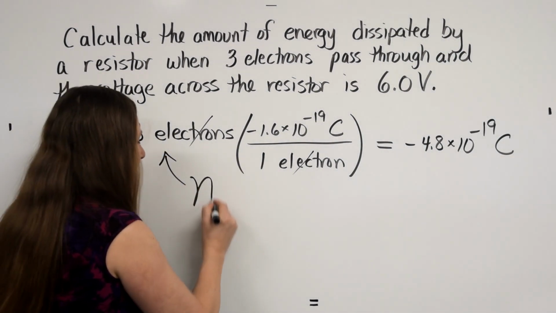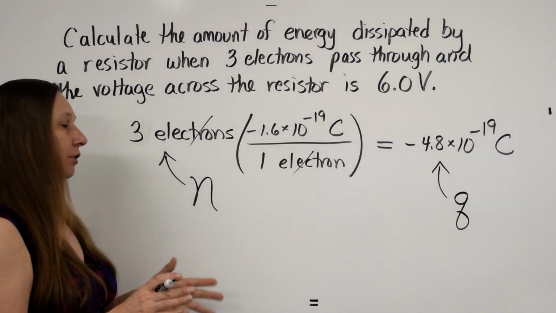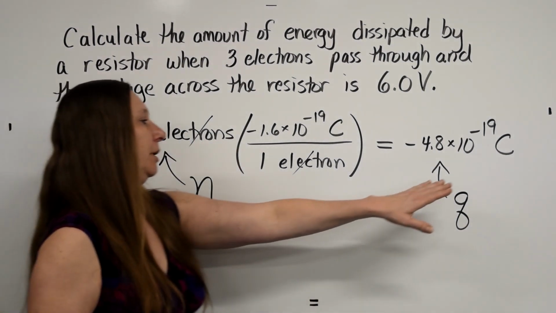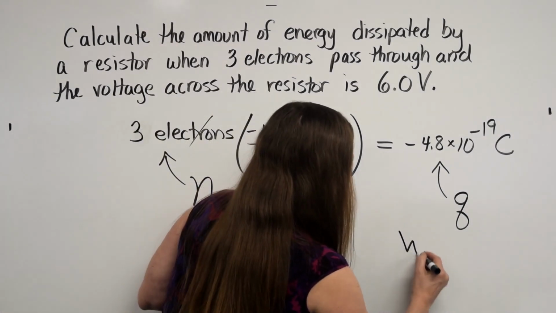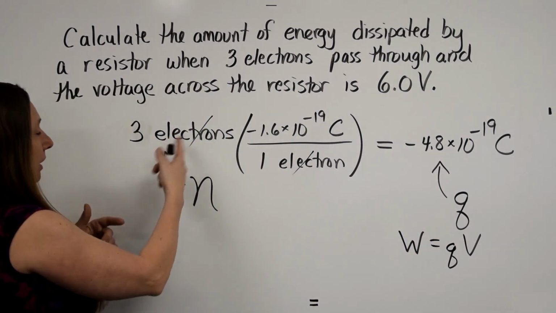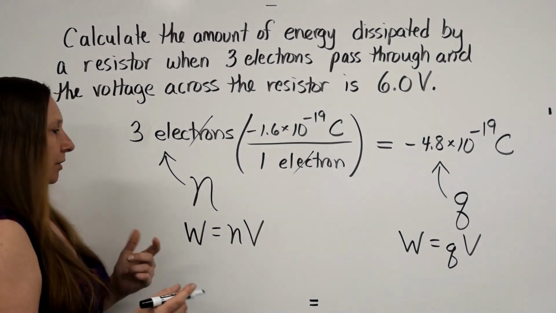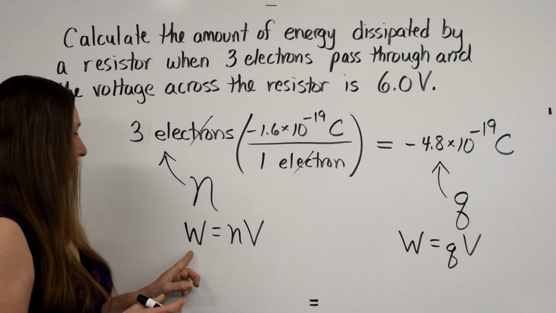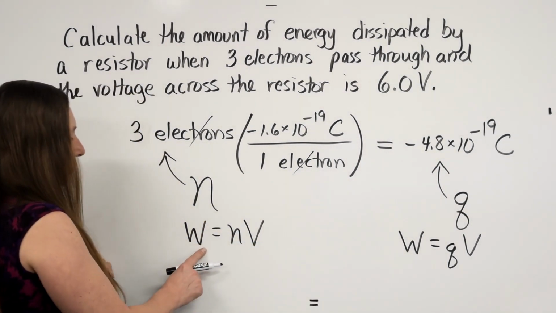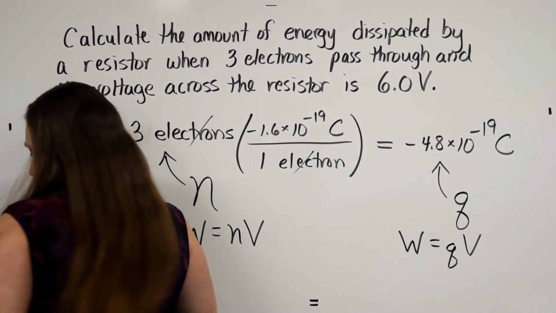This is N, the number of electrons. That is Q, the charge on those electrons. So I can use either equation at this point because I have all the information I need to use this equation, W equals Q times V. I have V, I have Q. Or I have all the information I need to use this version of the equation, W equals N times V. It all depends on whether you're looking to get electron volts or you're looking to get joules. This equation will give you electron volts. This equation will give you joules.